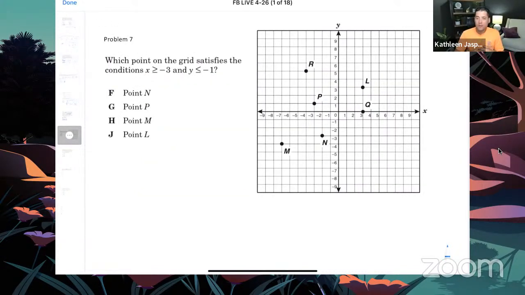Okay, so a little bit of coordinate geometry here. And again, nothing to be scared of. All right. So it says, which point on the grid satisfies the conditions X is greater than or equal to -3 and Y is less than or equal to -1. All right. Then we have different points, N, P, M, and L.